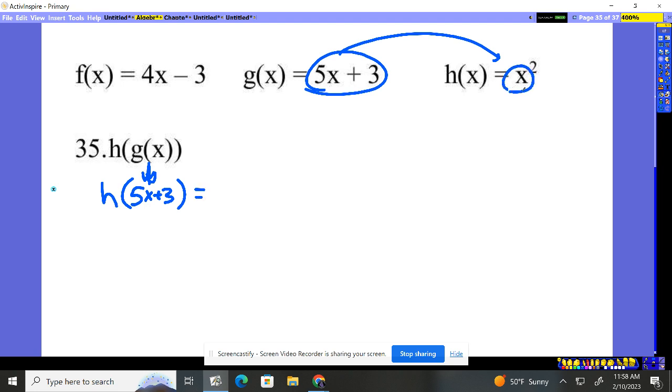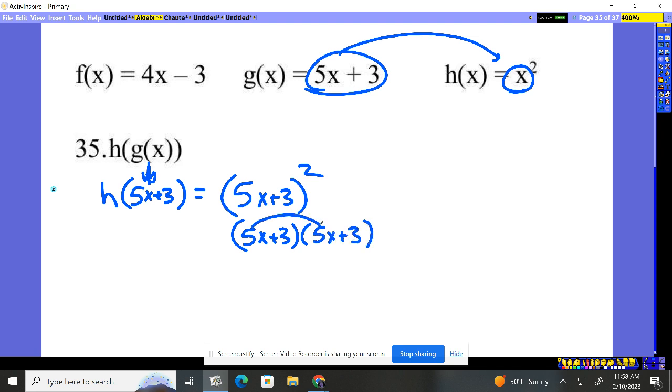The h function says take whatever they give you and square it. So I'm going to take the 5x plus 3 that they gave me and square it. That means I got to do 5x plus 3 times another 5x plus 3. 5x times 5x is 25x squared. 5x times 3 is 15x. Now the 3 distributed through, 15x, and 3 times 3 is 9. So I have 25x squared plus 15x plus 15x is 30x plus 9.